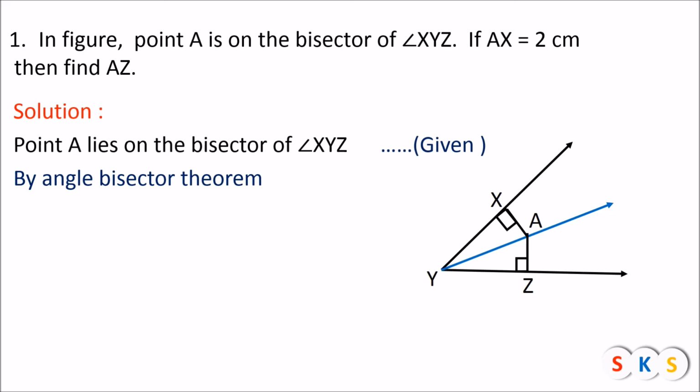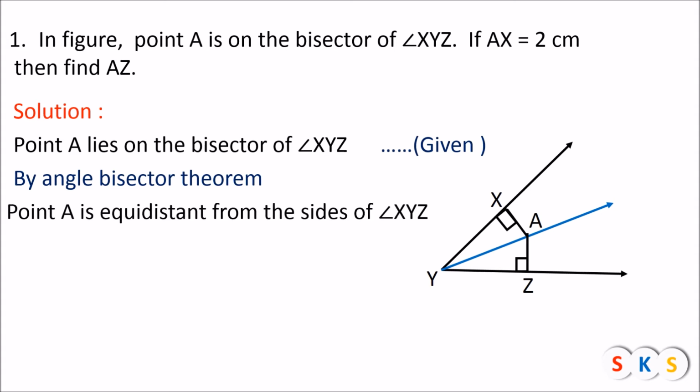So you can see in this figure, A is equidistant from sides of angle XYZ. Look at this figure, here seg AX and seg AZ represent distance of point A from side YX and side YZ. So here distance AX and distance AZ will be equal. Here seg AX equals seg AZ. Do you know why? Because A lies on the angle bisector.